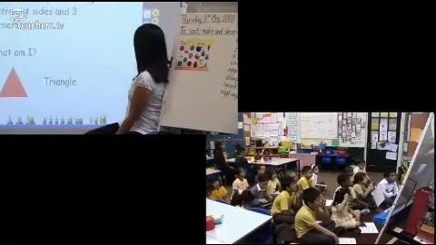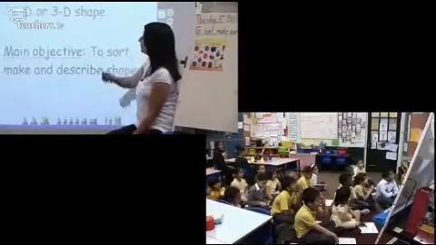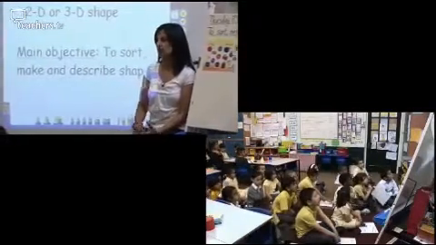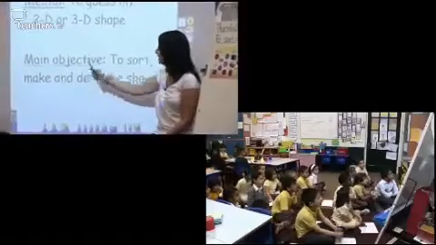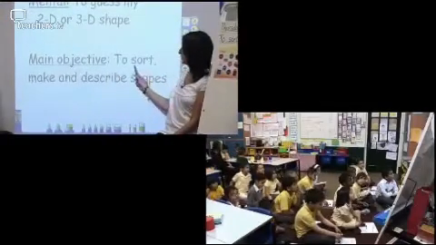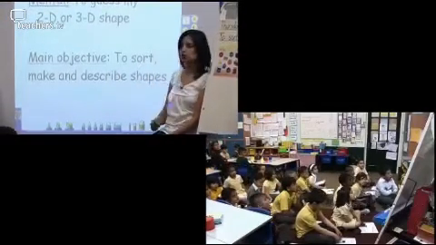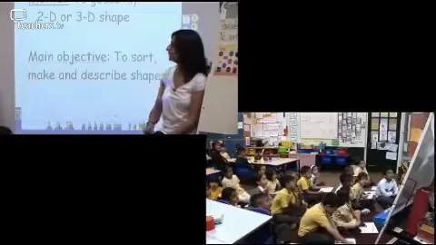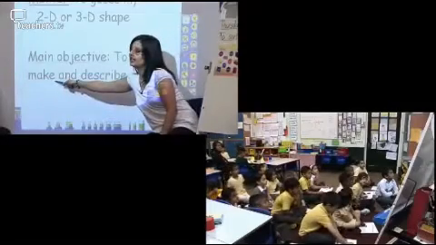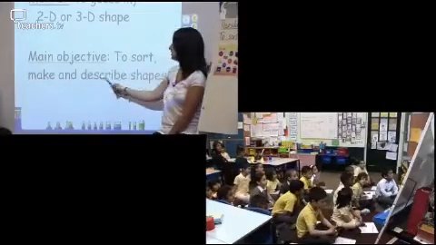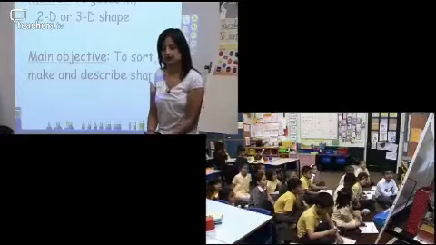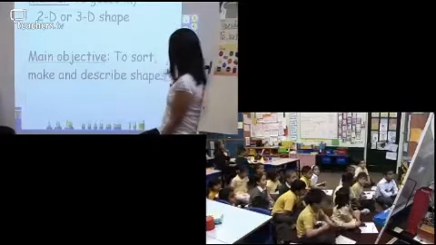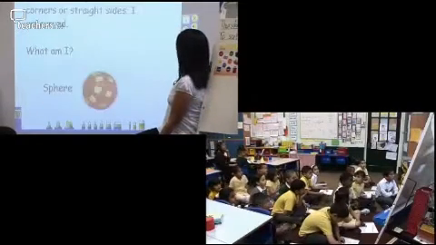Now, we've had a go at that, haven't we? Guessing my 2D and 3D shape. Easy, no problem. Our main objective today is some of us are going to be sorting some shapes out. Some of us are making some shapes, and some of us are describing shapes. Okay, so it's going to be a very busy lesson, isn't it? Let's find out what we've got to do.